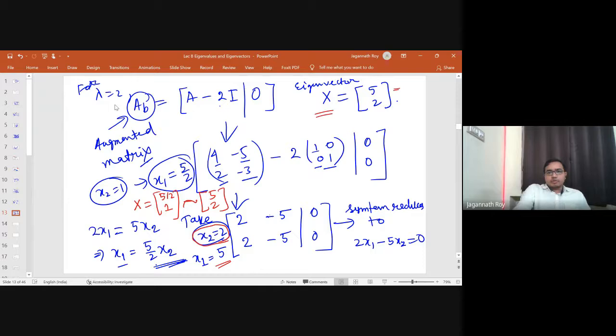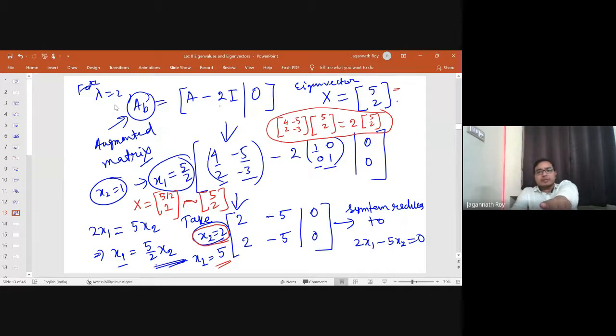So these were unknown. Now, if you try to verify with this matrix, 4, minus 5, 2, minus 3, and multiply by (5, 2), then definitely you are going to get 2 times (5, 2). So you can see that this particular vector (5, 2) is actually scaled 2 times by the matrix A on the left hand side.